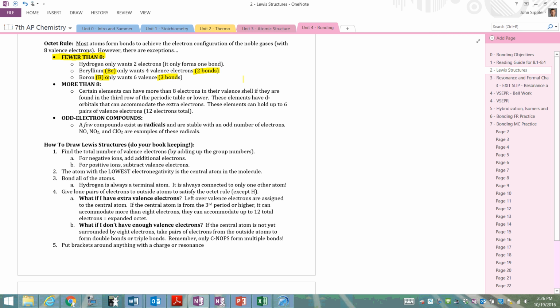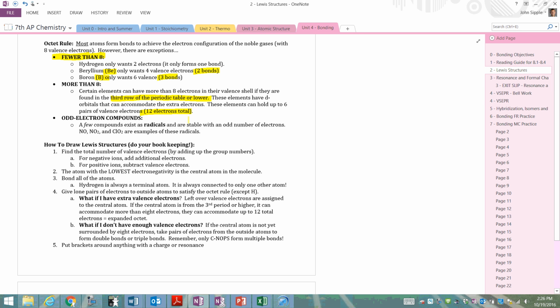Then you can have what's called an expanded octet. So that atom's totally happy with more than 8 electrons. Could be good with 10 or 12. Okay, but you got to be in the 3rd row of the periodic table or lower, and you can have up to 12 electrons in it.